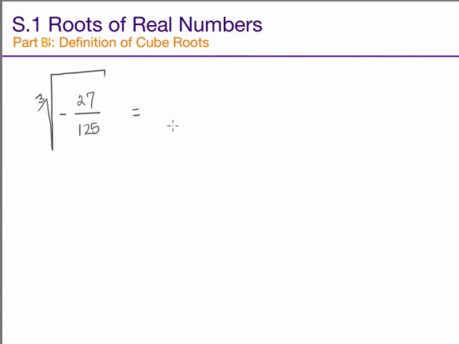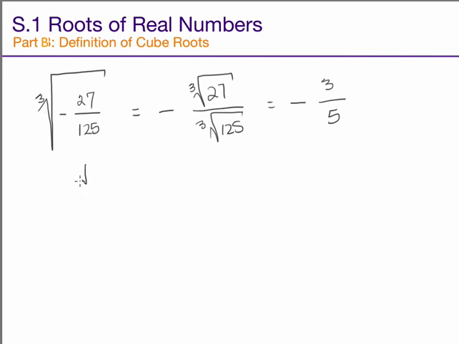Let's take a look at one more. Because I can take the cube root of a negative number, and I know that when I do, my answer will be negative, I can think of this problem this way. Negative the cube root of 27 over the cube root of 125. That's going to be a negative fraction. The cube root of 27 is 3, and the cube root of 125 is 5. So my answer is negative 3/5.